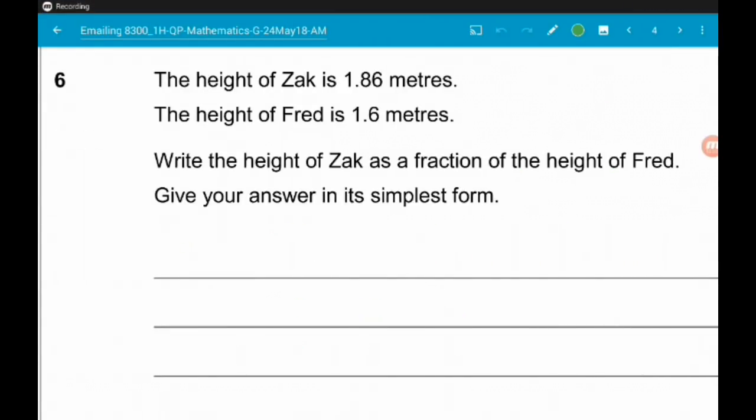Okay, question 6. Now this is one that's caused problems with my minions, so I'll try and explain it clearly. The height of Zach is 1.86 metres. The height of Fred is 1.6 metres. We want to write the height of Zach as a fraction of the height of Fred, giving our answer in its simplest form.